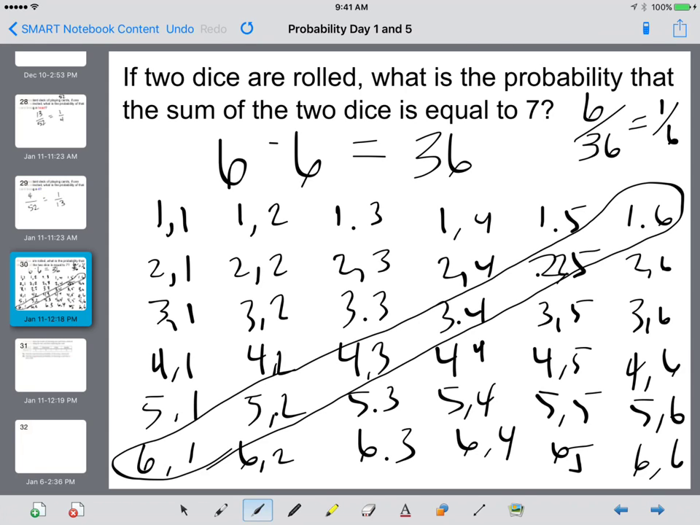Keep this, if 2 dice are rolled, in your mind, in your brain, throughout this whole probability unit. There are 36 choices when 2 dice are rolled. If you need to write all the options, have the picture ready, do so. It will help you in determining these probabilities.